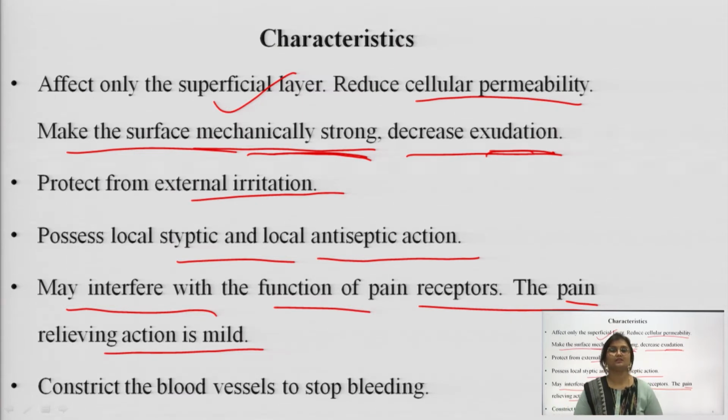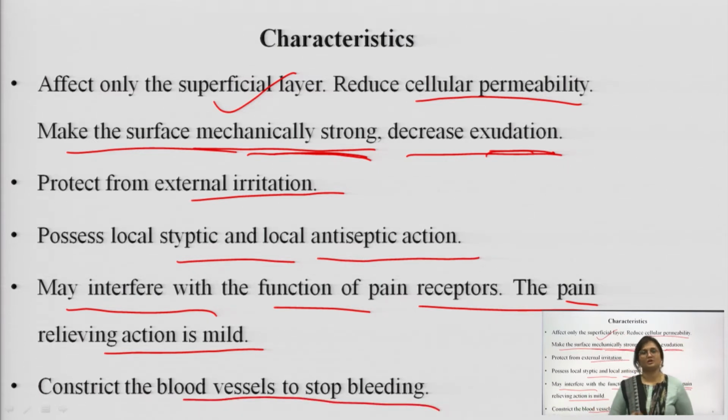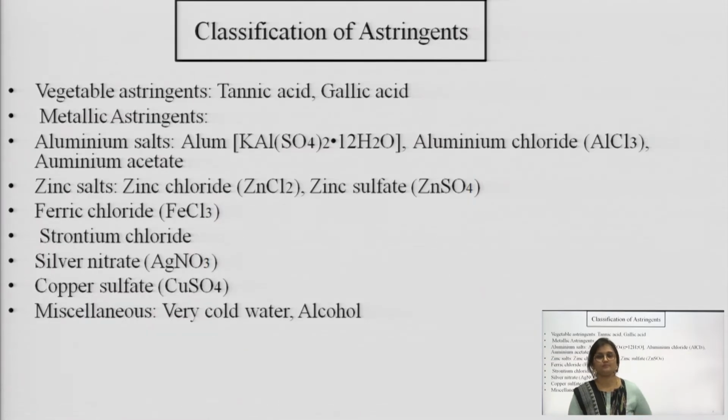Next, they constrict the blood vessels to stop bleeding. This is another function which is of utmost importance to us. They are used to stop bleeding, so they can prevent excessive blood loss. We've already discussed earlier that astringents are used for constricting small blood vessels. Apart from these characteristics, we shall move on towards discussing the classification of astringents.